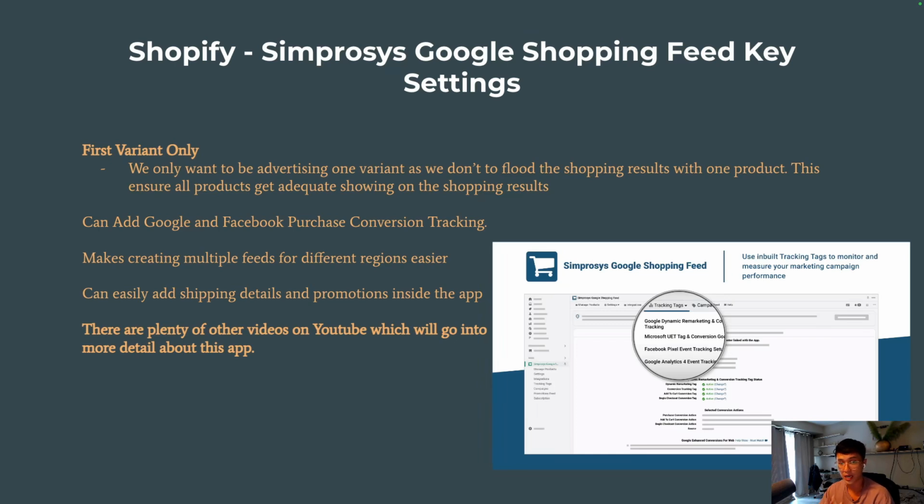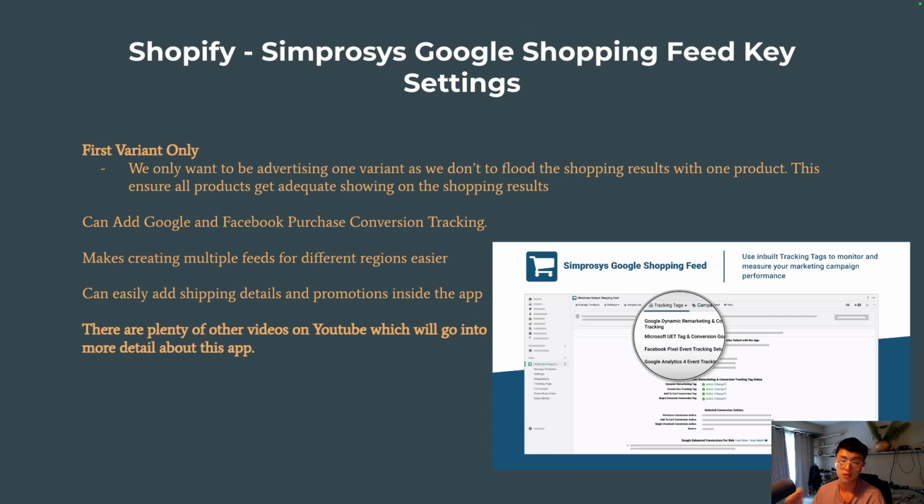You can also add Google and Facebook purchase conversion tracking, which is a great tool to have, especially when you're trying to make sure your conversion tracking is as accurate as possible. It'll also dynamically add your conversion value, so the purchase value, into the conversion value column in Google, as well as the conversion value column in Facebook.